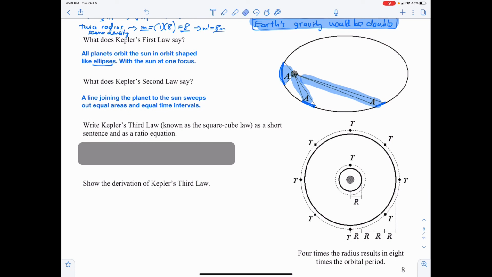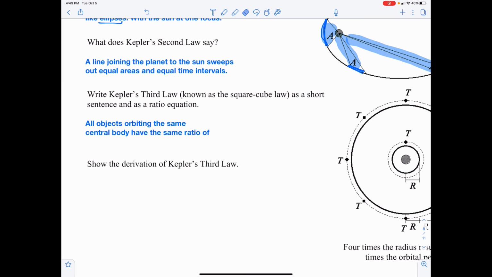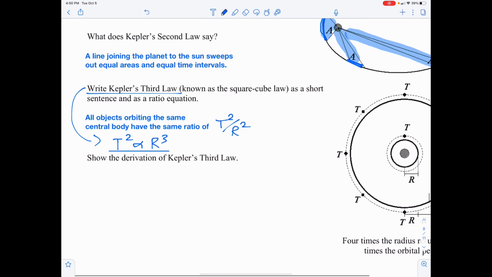Write Kepler's third law, known as the square-cube law, in a short sentence and as a ratio equation. Well, all objects orbiting the same central body have the same ratio of T squared to R cubed. So what Kepler's third law states is that the square of the period is proportional to the cube of the radius. And we're going to derive this right now.